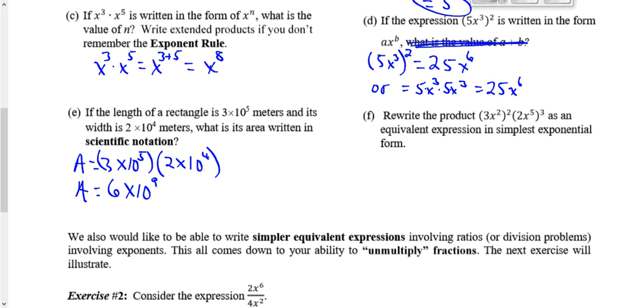Okay, let's try this one here. Let me give you guys a chance to try that on your own. So let's take 3x squared times 2x to the 5th, to the 3rd. Okay, we'll give you guys a minute to see if you can work those out.